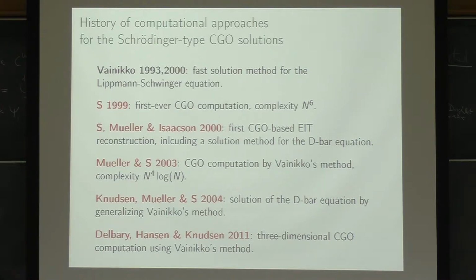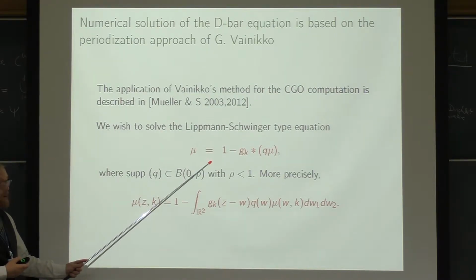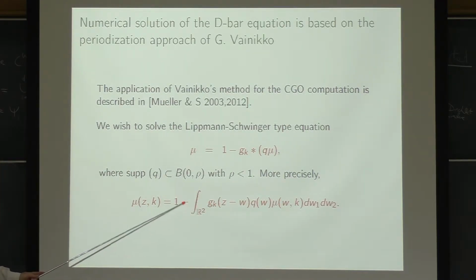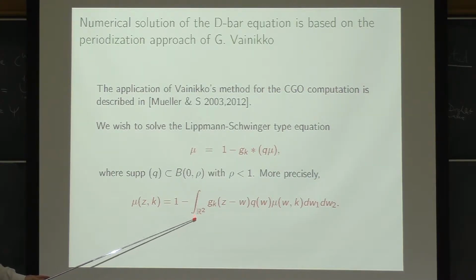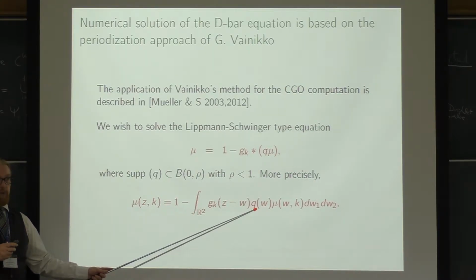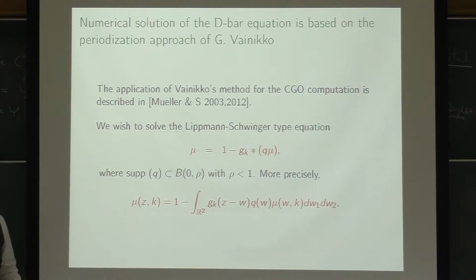So let me explain how to compute solutions. We'll need to solve this one, where the convolution here can of course be written like this. And note at this point that in our case Q is always compactly supported, just supported inside omega. So actually this integration here is only over omega. That will help us in a minute.